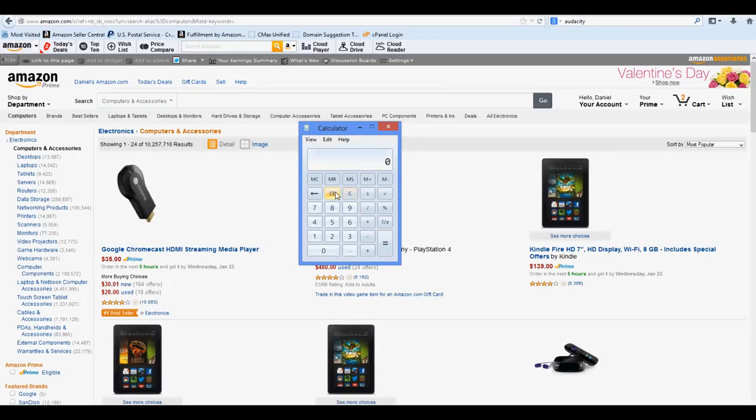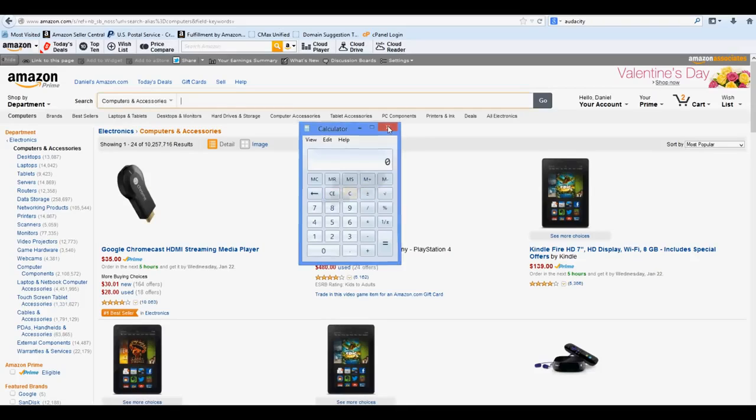Now 1% is kind of the elite. 257,716 times 1%. So anything under 100,000 is going to be pretty awesome in computers and accessories because this is a big category. So anything under 100,000 will most likely sell very fast and will be very popular.